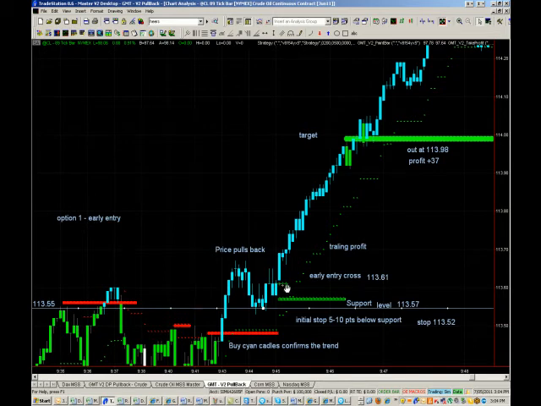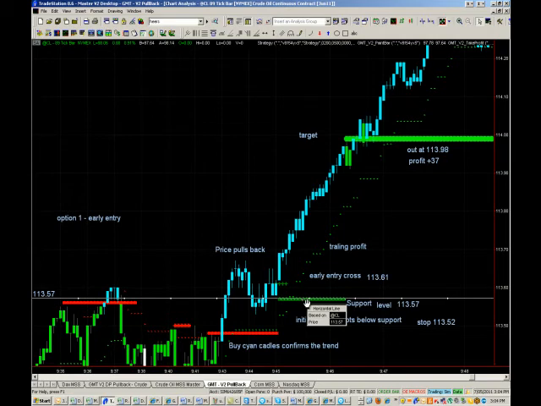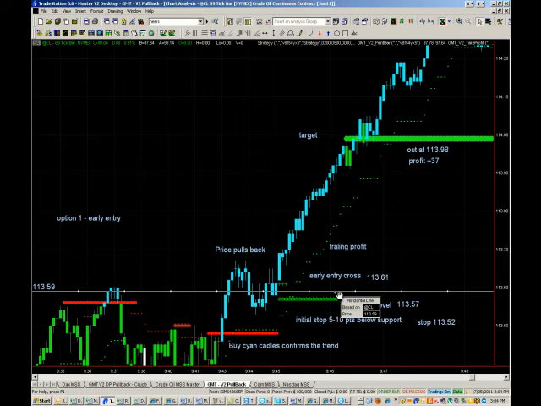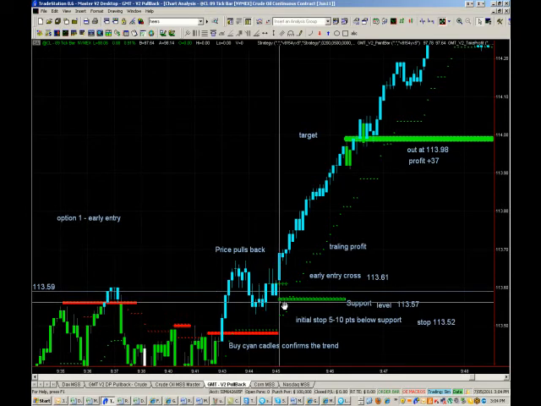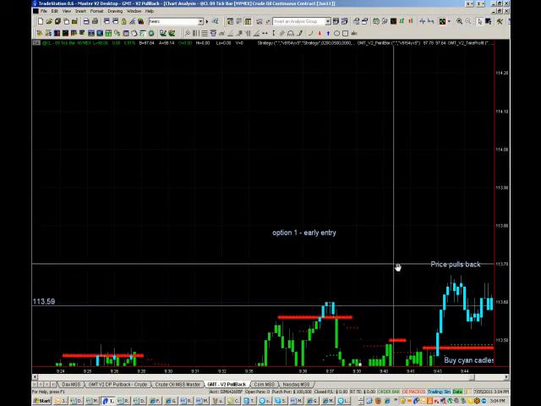The other two options we've got as far as this trade goes is that we could potentially work an entry off support here at 113.57. You can see here that that doesn't get hit, so there's no way we get into the trade. We can put our entry price 1 or 2 points above support, say at 59. Now we wouldn't have got filled on that trade either.